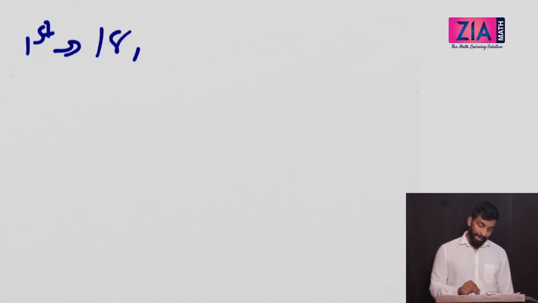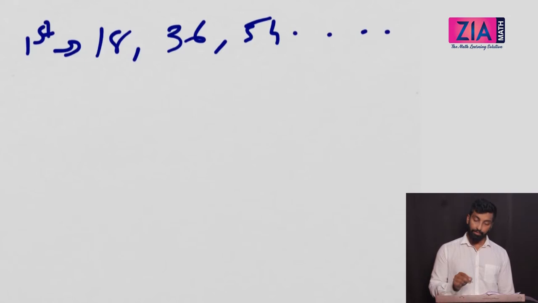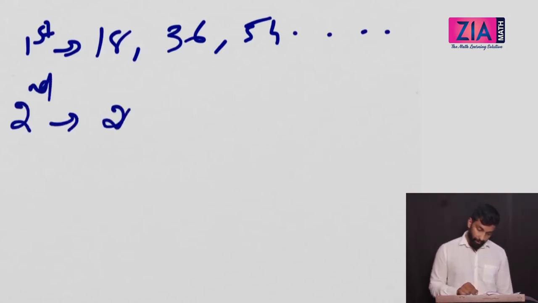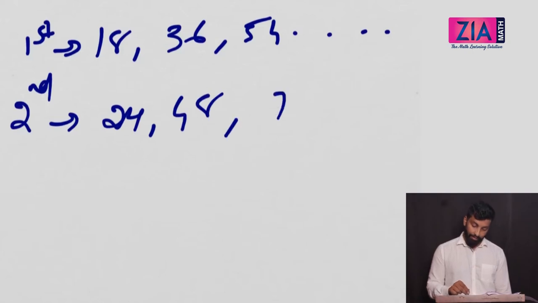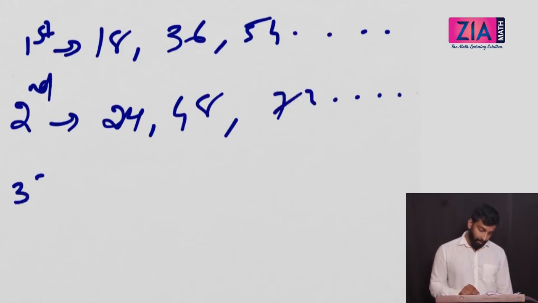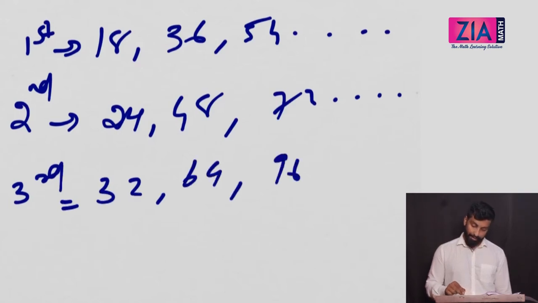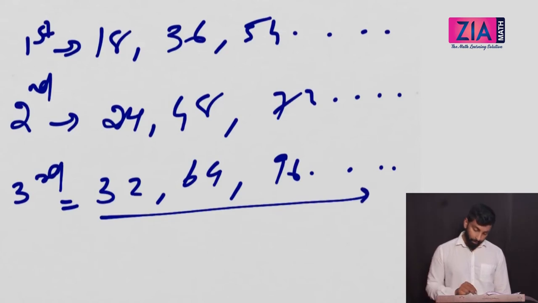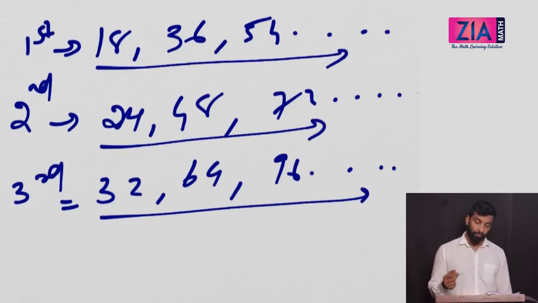Now in this question, three bells are there. Let's take the first bell. The first will ring every 18th minute, right? That means 18, 36, 54, etc. Now the second one rings every 24th minute, that means 24, 48, 72, etc. The third will ring at an interval of 32, 64, 96, etc. So this is in steps of 32, this is in steps of 24, this is in steps of 18, right?